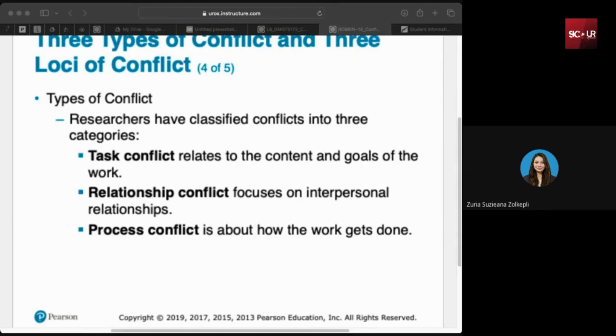Payment department versus recovery department. Payment keep changing their policy without informing other departments. Again, this one is a process conflict, changing their policy. When it's like a guideline, like rules, that one is considered as process conflict. Okay, nice, thank you so much.